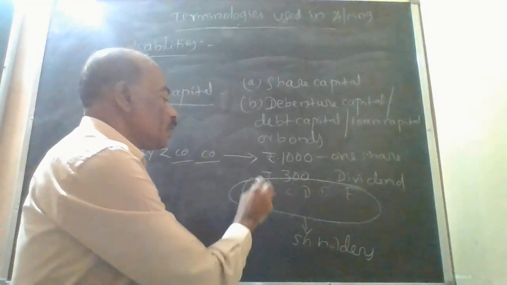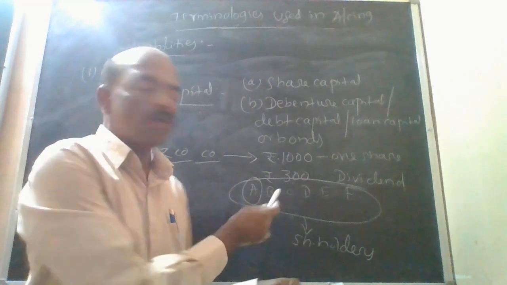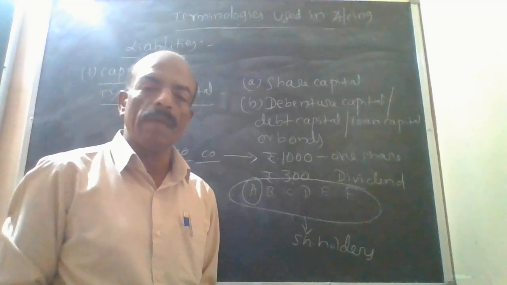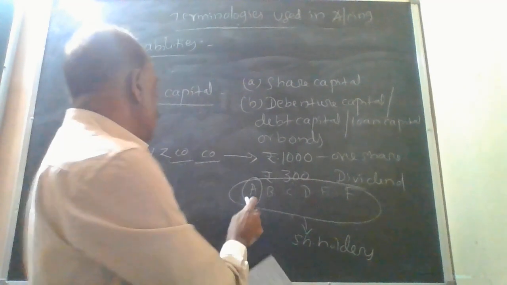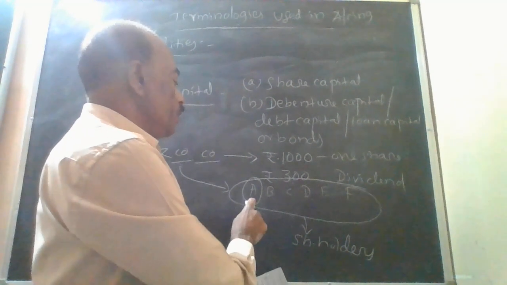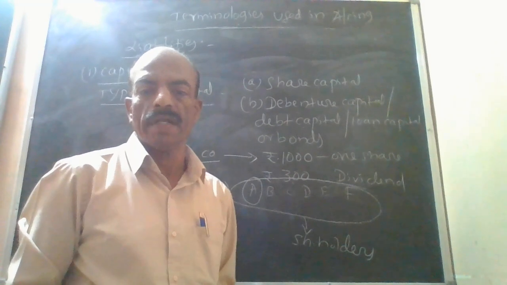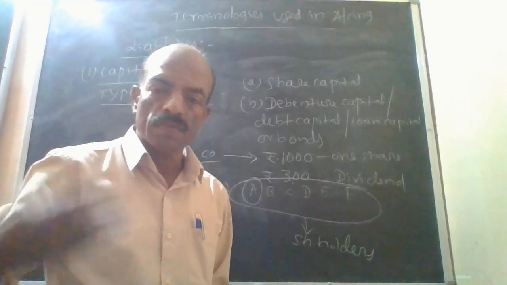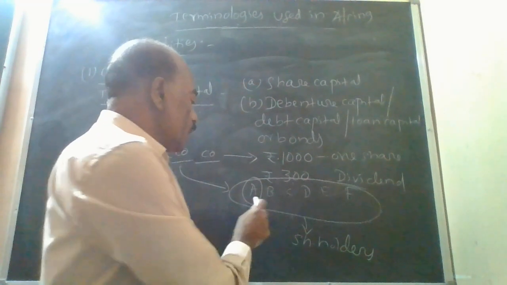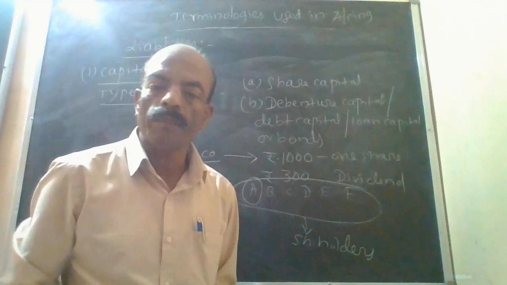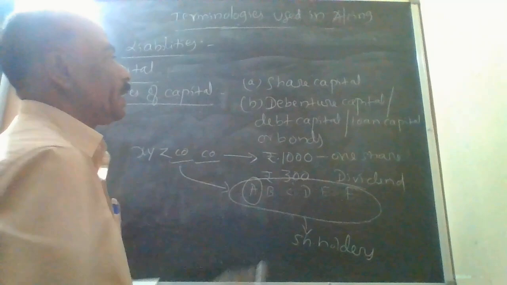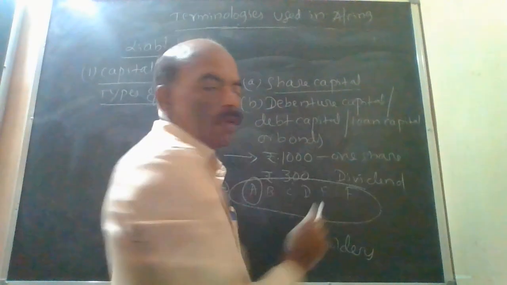Suppose A doesn't want to continue his capital. He contributed capital for 1 year. After 1 or 2 years, he wants to get back his capital. At that time, it is the responsibility of XYZ company to repay his capital. If any shareholder wants his money, it is the responsibility of our company to repay the amount. Not only the principal amount, they also have to pay the dividends. So share capital is one type of capital.